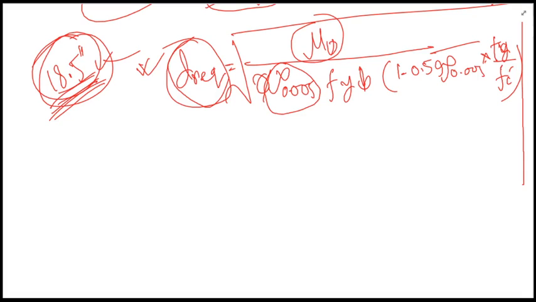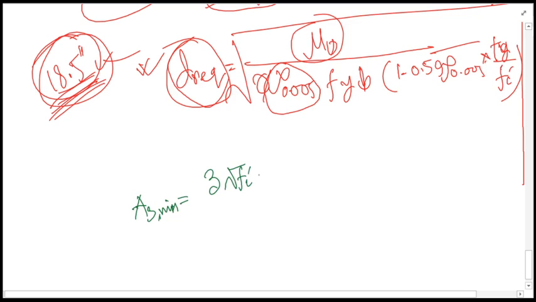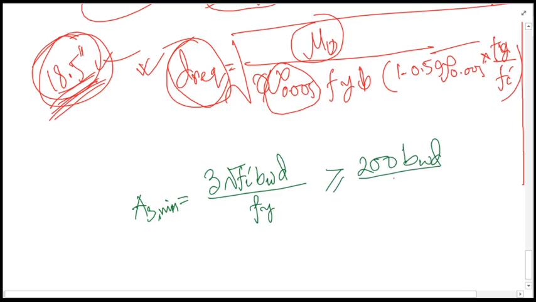Another thing which I forgot to mention is that you must check this As minimum as well, along with all the As required. That is for the beam, 3 root fc prime bw d divided by Fy, and which should obviously be greater than or equal to 200 bw d divided by Fy.